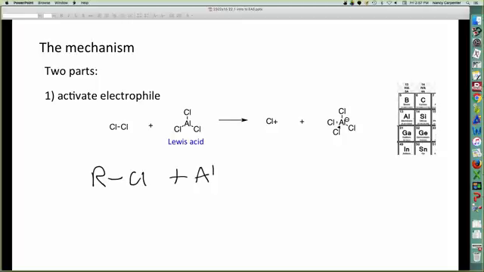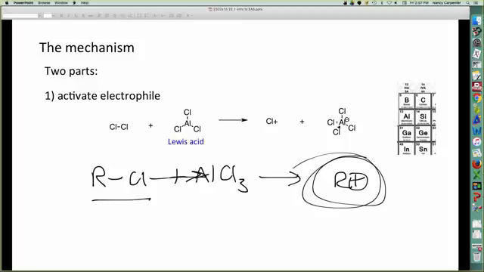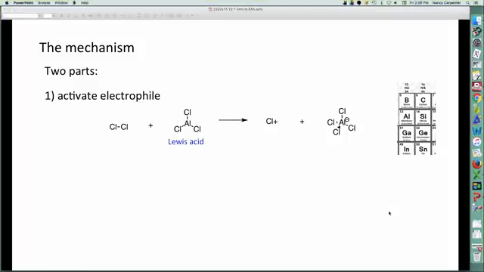alkyl halides. So my really somewhat, again, middle of the road electrophile, say methyl chloride or something, can coordinate to the aluminum chloride, and that basically turns this into either a free carbocation or an almost carbocation. It definitely activates the electrophile.